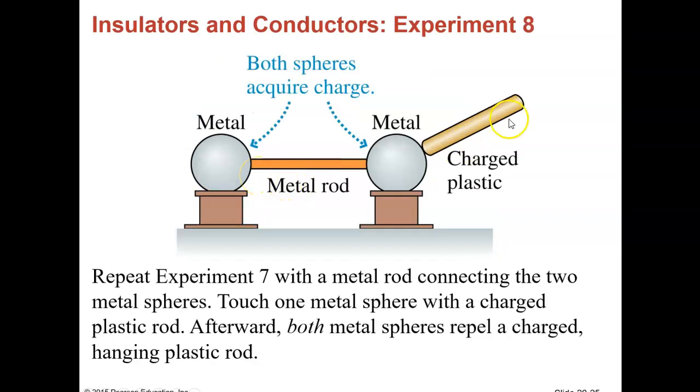Now we do the same thing. We charge a plastic rod, but this time there's a metal rod between the metal spheres. Now this time both metal spheres repel a plastic rod. So that means both of these are getting a charge.